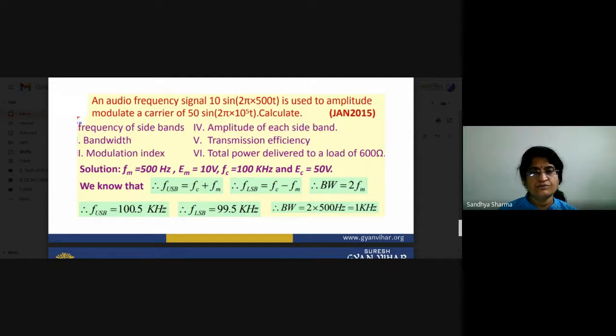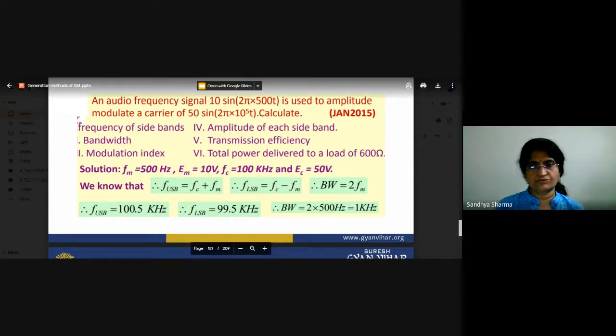By using the upper sideband and lower sideband signals, we can calculate the FUSB and FLSB. Using the LSB and USB, there are certain signals of 100.5 kilohertz and 99.5 kilohertz. So that is basically the range. And what about the bandwidth? The bandwidth is equal to 2 into 500 hertz. So that is the basic question which we have to see here.